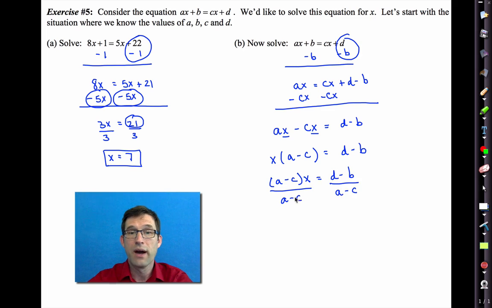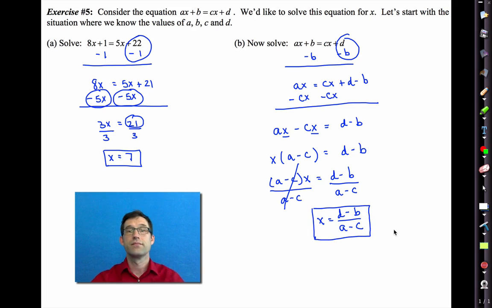We're going to divide by a minus c on both sides. And that's it. Isn't that kind of a cool result? D minus b divided by a minus c. Okay, so that's what you do if x shows up on both sides.